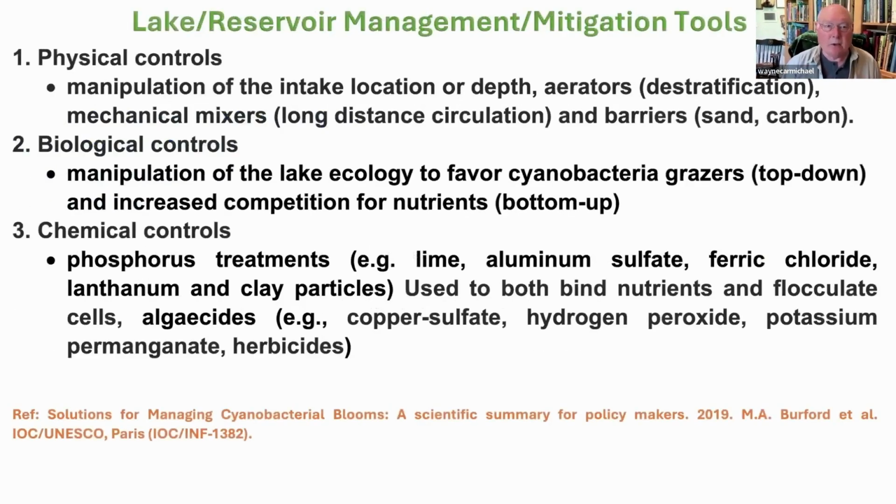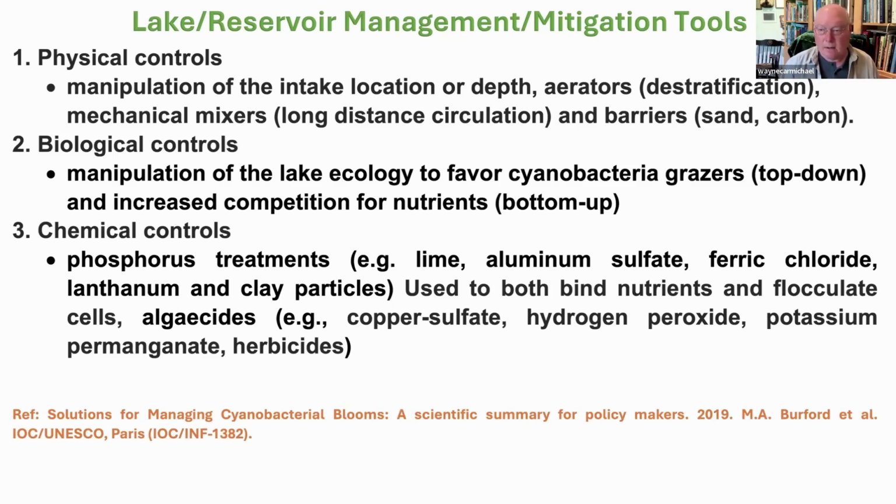Lake and reservoir management and mitigation tools really come down to these three. Physical controls, that's often what's used in water treatment plants for potable water. You manipulate the depth of the intake, put in aerators for destratification, mechanical mixers to circulate, and even barriers of sand and carbon. Biological controls really come down to how you manipulate the lake ecology to favor the grazers and reduce the cyanobacteria, sort of a top-down effect, and increase competition for nutrient utilization by other organisms, not just cyanobacteria, or a bottom-up control. What is typically used in management and attempts at mitigation, though, are chemicals.